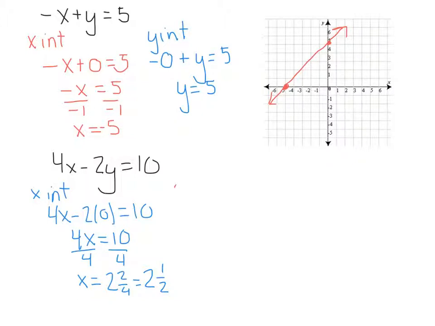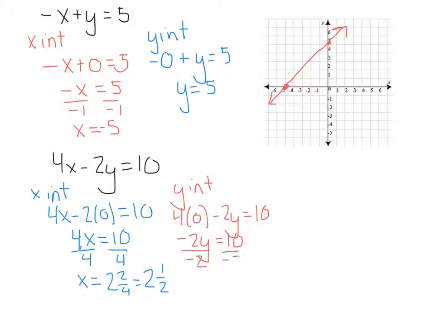Now we need to do the same thing and find our y-intercept. We're going to plug in 0 for x, and we're going to solve for y. Again, this cancels out. I have negative 2y equals 10. Again, don't lose that negative. Divide both sides by negative 2, and you're going to get y is equal to negative 5.